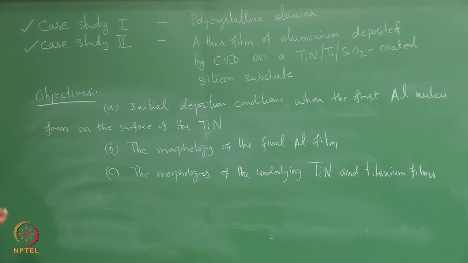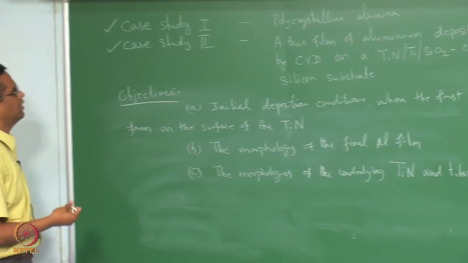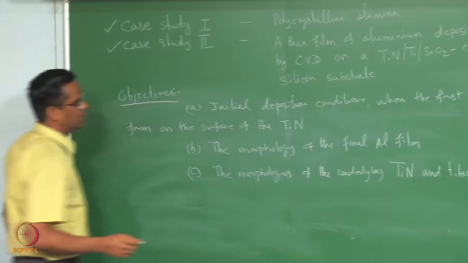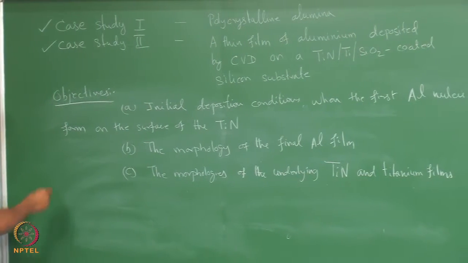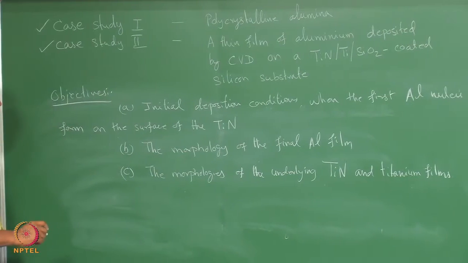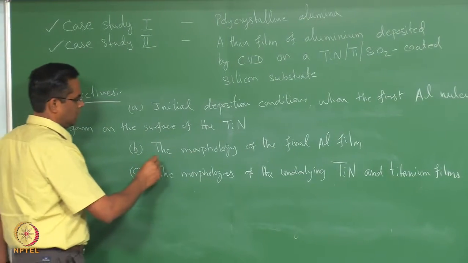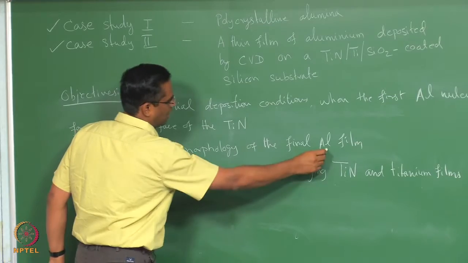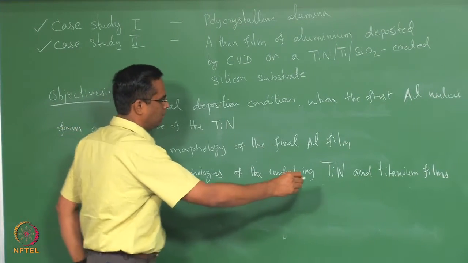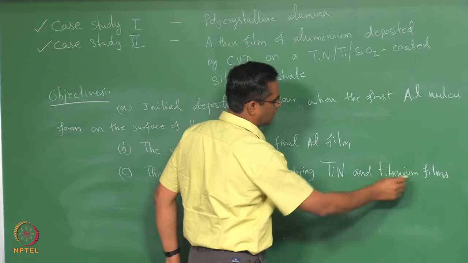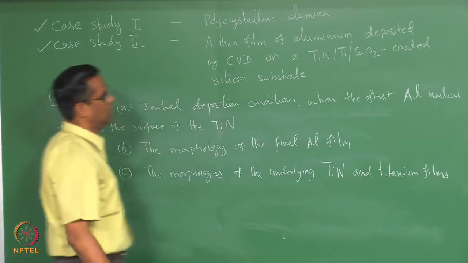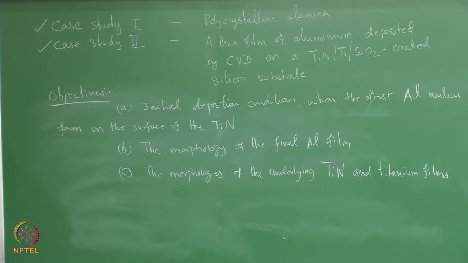So, here in the second case study, what are the objectives? Initial deposition conditions where the first aluminum nuclei form on the surface of the TiN, titanium nitride, and the morphology of the final aluminum film, the morphologies of the underlying titanium nitride and titanium films. So, you have titanium nitride and titanium film. These are the broad objectives of this case study.